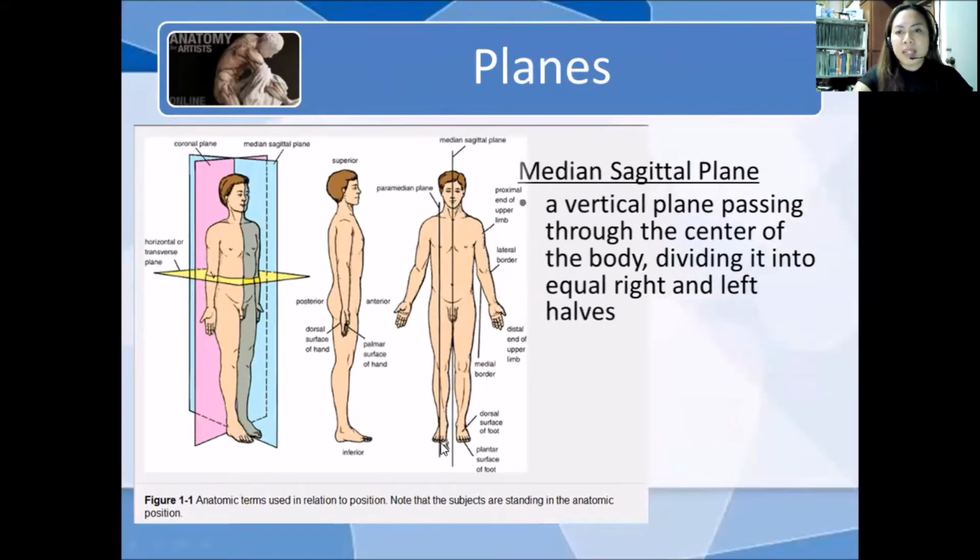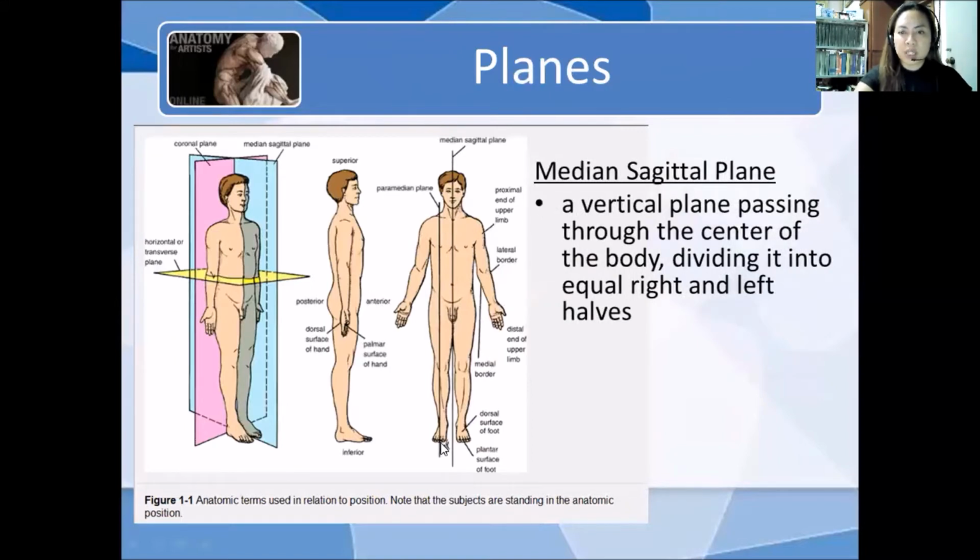Okay, there are planes that we need to understand. First, we have the median sagittal plane. This one, the blue line. Okay, median sagittal plane is a vertical plane passing through the center of the body, dividing it into equal right and left halves.